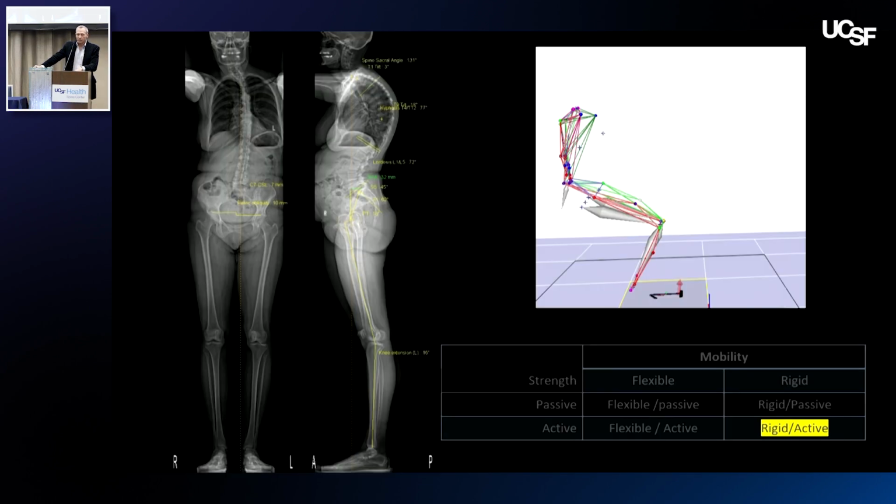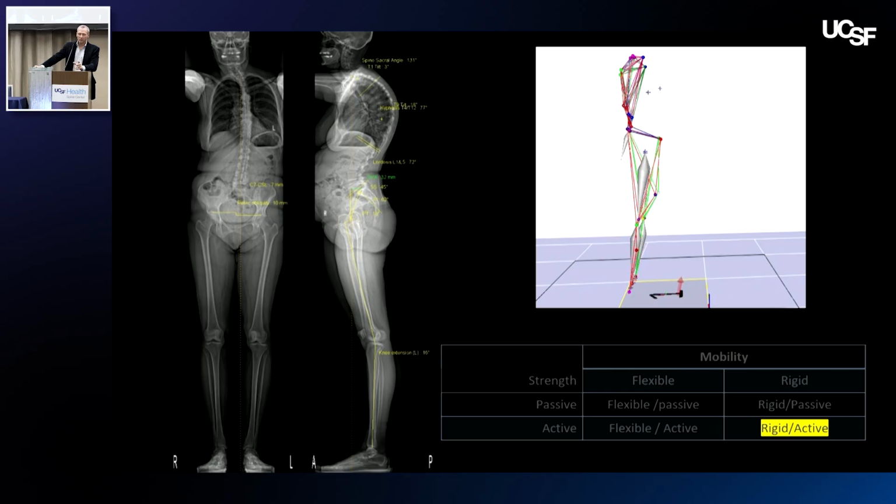So here are some examples. This is the 2x2 table. This is somebody who's active and has a rigid spine. Basically, the patient stands up, doesn't really move the thoracic spine, and sits down. It's a pretty stable thoracic spine.